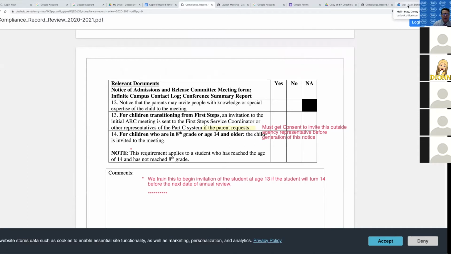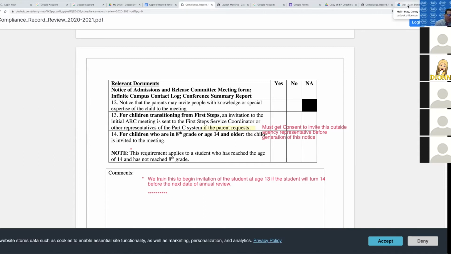So on this page, relevant documents are the notice of admission review dismissal committee meeting form, the contact log again, and the conference summary. Same thing that we were talking about on the previous page. And number 12 says that the notice states that the parents may invite people with knowledge or special expertise of the child to the meeting. That's taken care of by the form. That ARC notice has a written statement that lets the parent know that they may invite people with knowledge or special expertise of the child to the meeting.